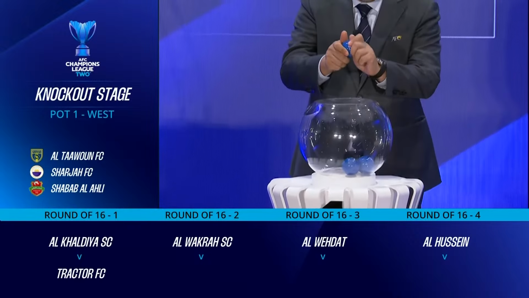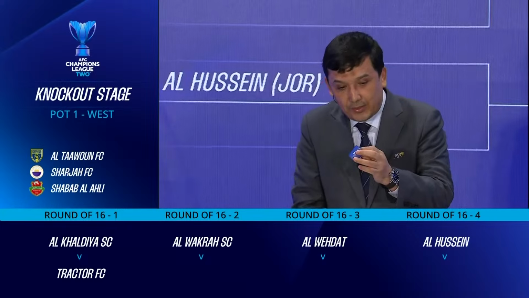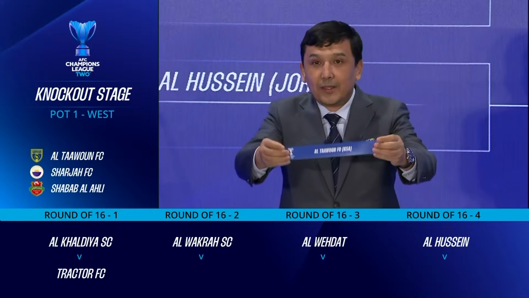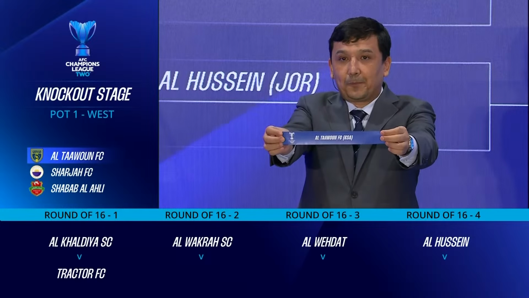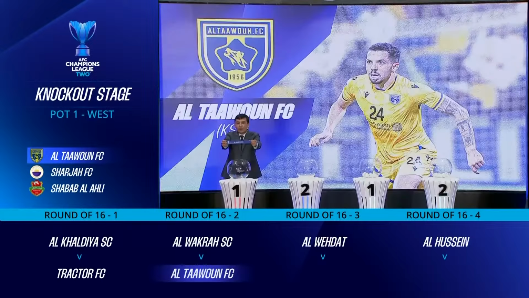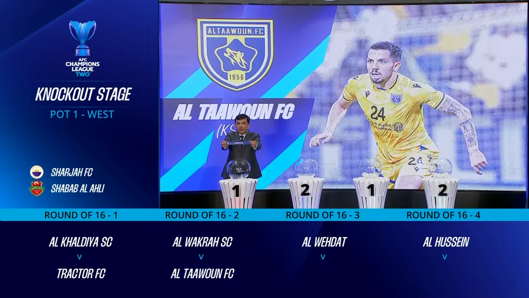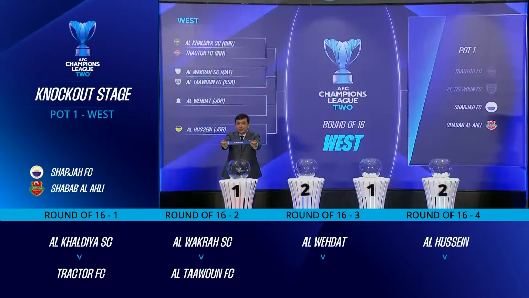Since we already have drawn Al Wakra's group mate, the next club will be drawn against Al Wakra, which is Al Tawun Football Club from Saudi Arabia. Second time reaching the knockout stage in the AFC competitions, fourth position in 2023-24 Saudi Pro League, and this is the first time in the AFC Champions League round of 16. So Al Tawun Football Club will be paired against Al Wakra Sports Club from Qatar.